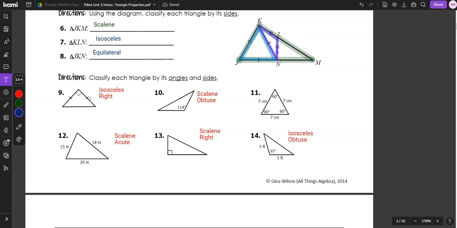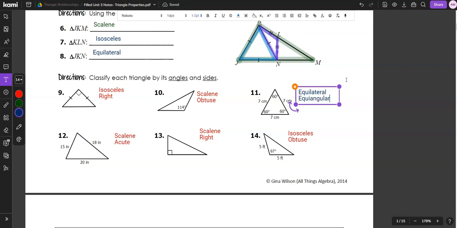All right, numbers 9 through 11, we're looking at each of these. So on number 9, we see that 2 of the sides are marked congruent. It's a right triangle, so therefore isosceles right. On number 10, we are given an obtuse angle. And given they don't tell us anything about the sides, we can assume that they are not congruent. So therefore, we are going to put this as a scalene obtuse. This one right here, number 11, all the sides are equal, so it's equilateral. And all of the angles are the same, so it is equiangular.